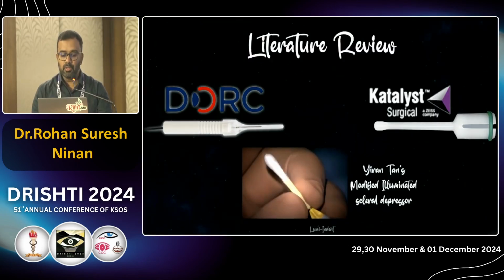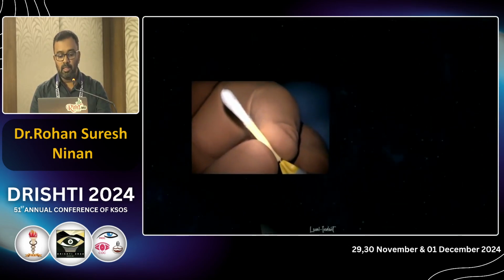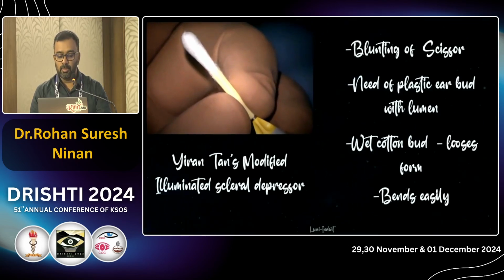Companies also provide a similar solution, but they are either proprietary. Urintan did a modified illuminated scleral depressor using a scleral bud, but then the problem is there can be blunting of the scissors. The wet cotton bud also loses form. All this can be easily overcome with the Lumin.